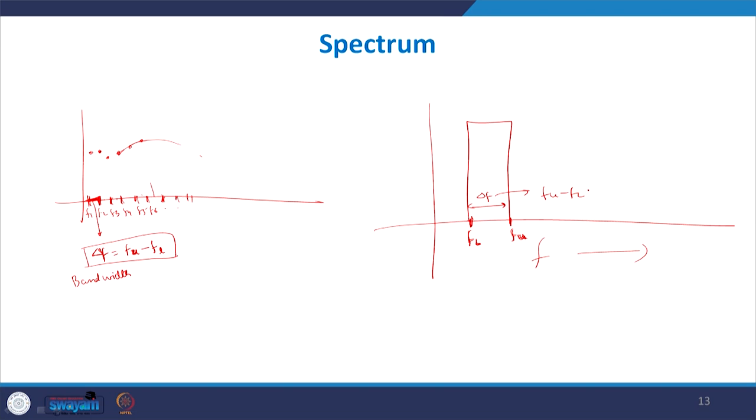You can vary the width of the band to do analysis. If you have wider bands, you can do a quicker analysis, because then you will have to observe fewer points, but the data will not be very fine. You may miss certain details. And if you have finer bands, so if the bandwidth is smaller, which means fu minus fl is smaller, then the same frequency scale is getting divided into more bands. So now the observation points will increase.